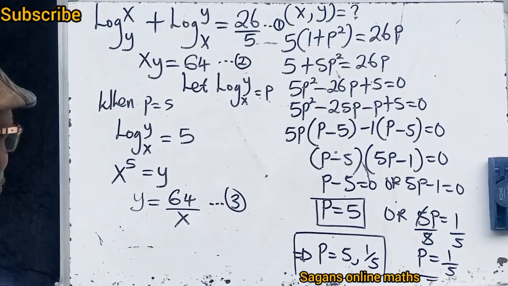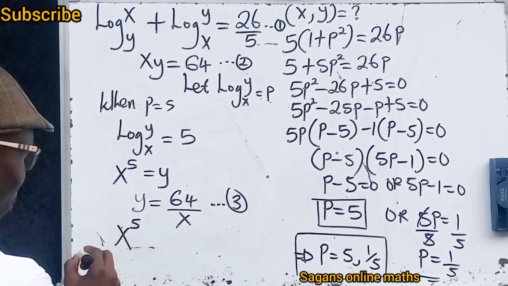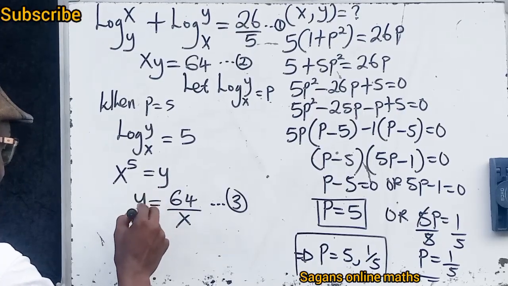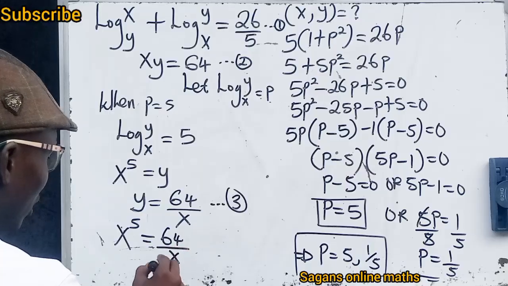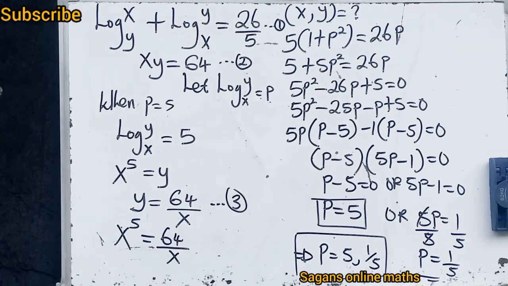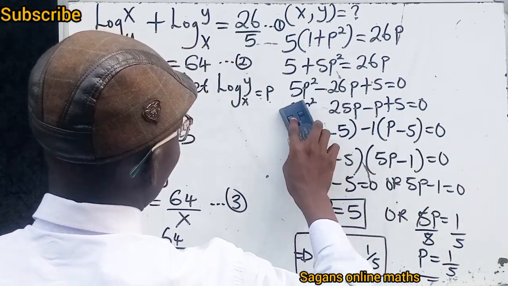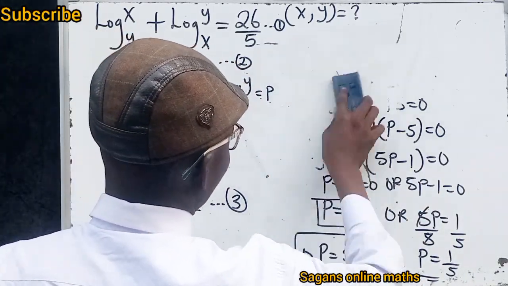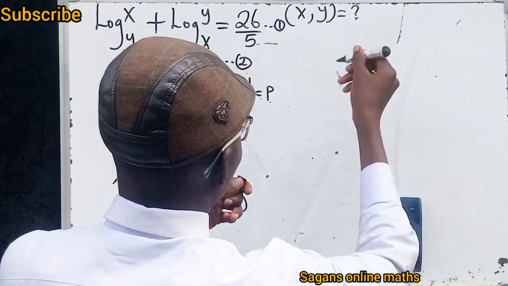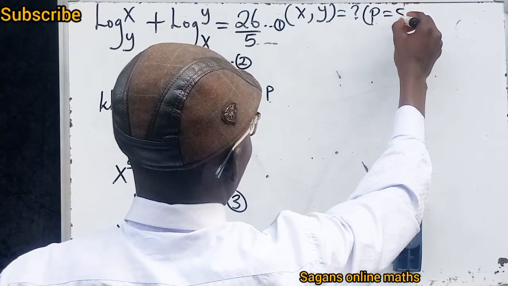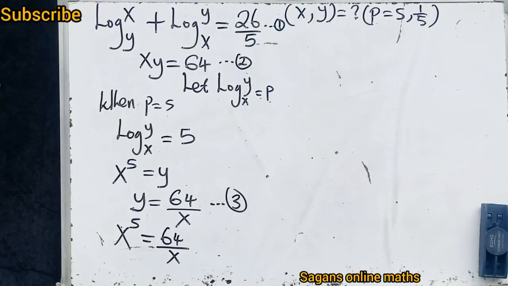Now I want to put equation 3 in this place where you are seeing y. That means x to the power of 5 will equal, in place of y, 64 divided by x. Then from here, we are going to cross multiply. Our target is to find the value of x and y. Don't forget that P is equal to 5, 1 over 5. Very important, because we are working when P is equal to 5.